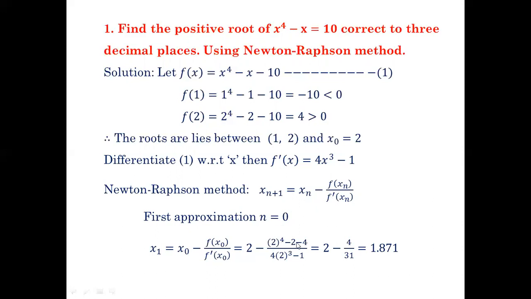we already calculated, 2 power 4 minus 2 minus 10, divided by f dash of x naught, that is f dash of x is 4x cube minus 1. In place of x, you can replace 2, 4 into 2 cube minus 1. So f of 2 is 2 power 4 minus 2 minus 10, which is equal to 4, divided by, 2 cube is 8, 8 fours are 32, minus 1 is 31. So after simplification, we get 1.871.